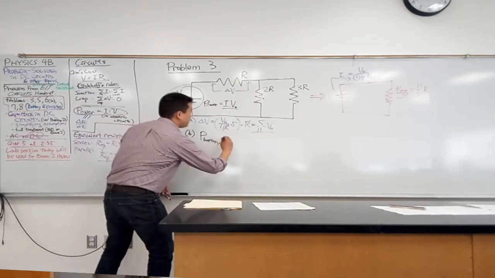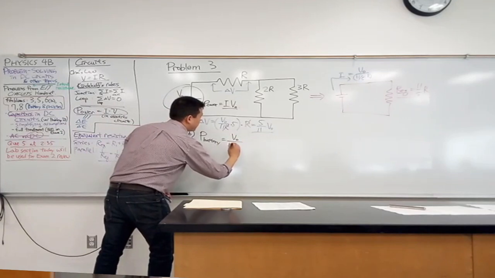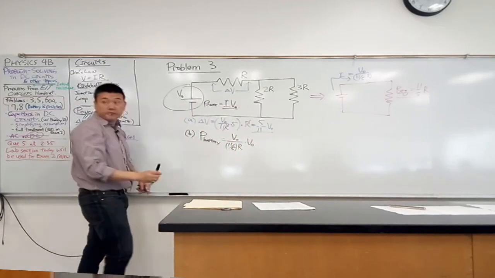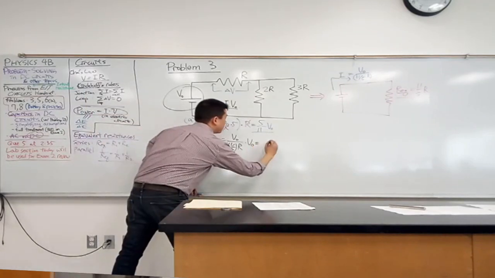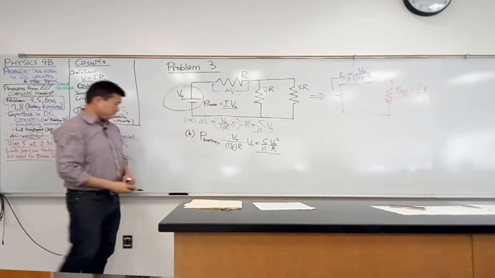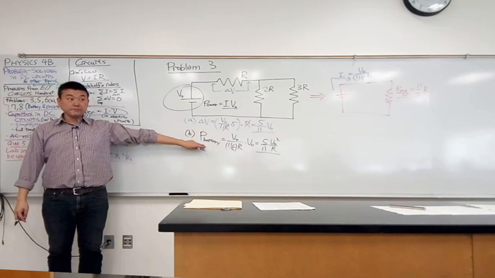So you might say this power output of the battery is V naught over 11 over 5 R times the voltage of the battery. Let me simplify it. 5/11 V naught squared over R. If that's the answer you get, that's the correct answer. Once again, nothing complicated here.